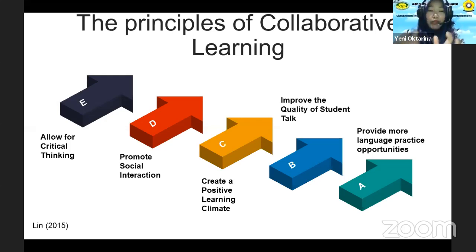From those principles, it allows students to have critical thinking. And the last, from the critical thinking, they will be creative. Creative here is not only for the product, not only product.